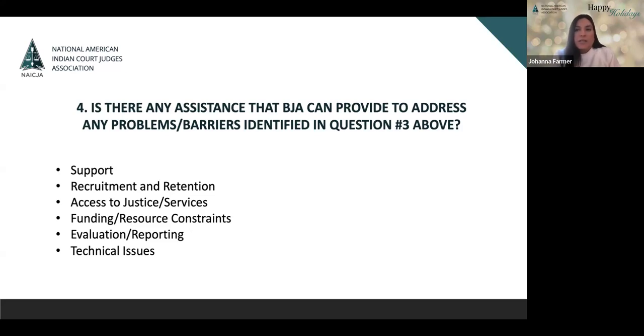So use this question to tell the BJA, these are the things that the federal government could provide to us as direct service providers to help support the problems and barriers we're facing.